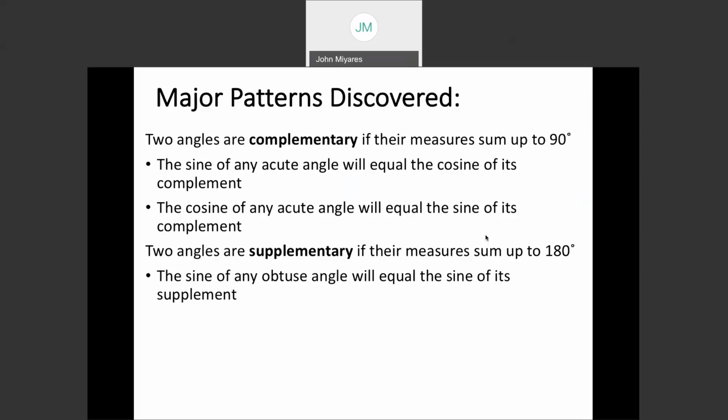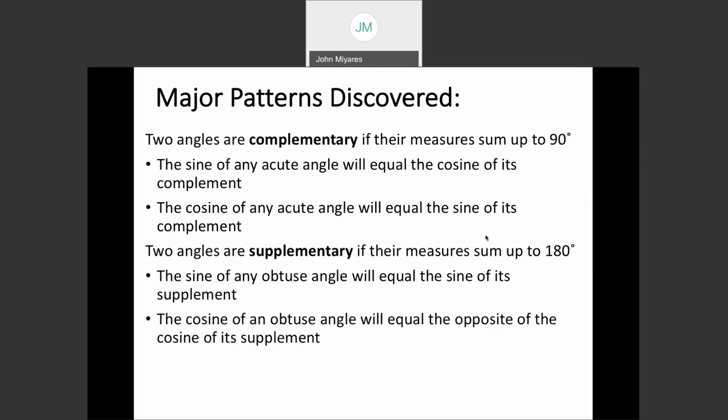This is going to have a few ramifications moving forward with our study of non-right triangles, but the most important aspect of this is that the sine function is no longer a one-to-one function once we go beyond angles that are acute. For cosine, what we see is that the cosine of an obtuse angle will be the opposite of the cosine of its supplement. So we're just changing the sign from positive to negative.